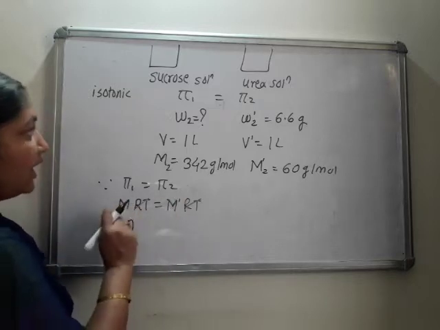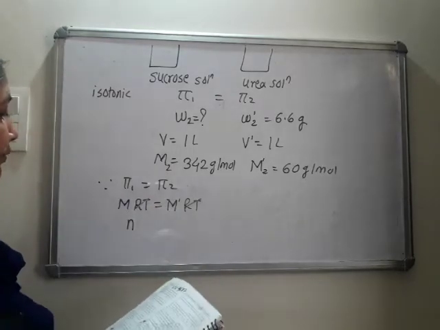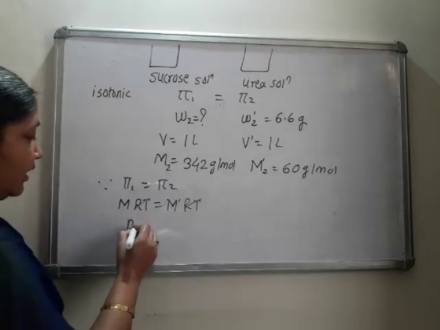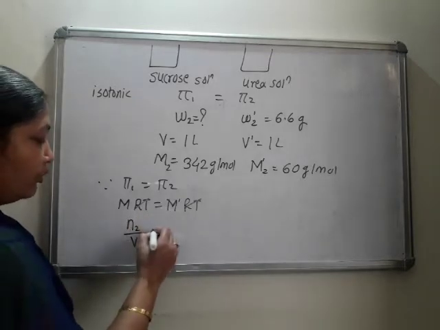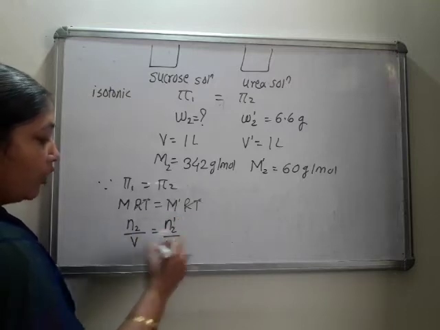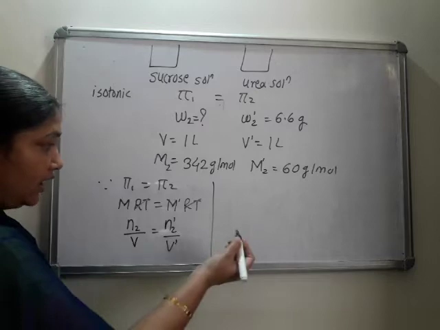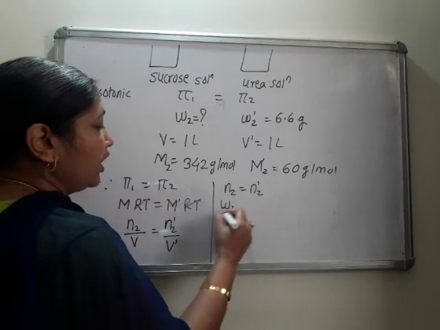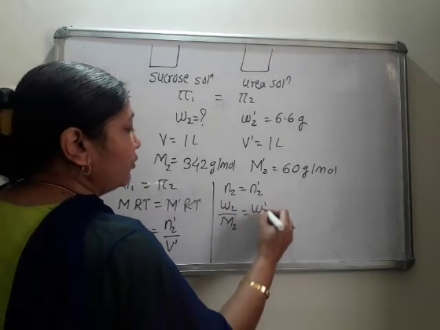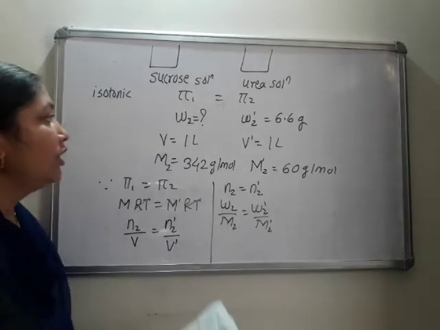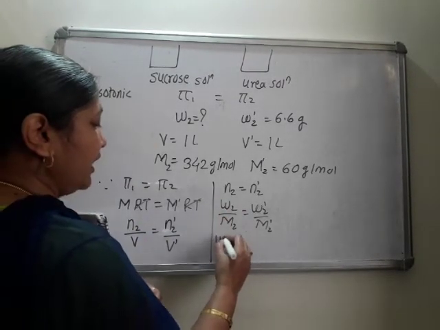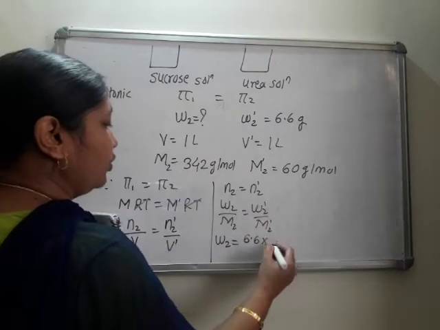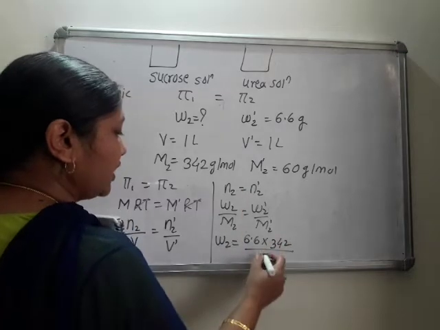This M is molarity, number of moles per liter of solution. So N2 upon V, and here N2 dash upon V dash. V and V dash are equal, so we can say N2 is equal to N2 dash. What is N2? W2 upon M2 and W2 dash upon M2 dash. Put the values. W2 we have to find, so rearrange this in terms of W2. W2 dash is 6.6, M2 is 342, M2 dash is 60.